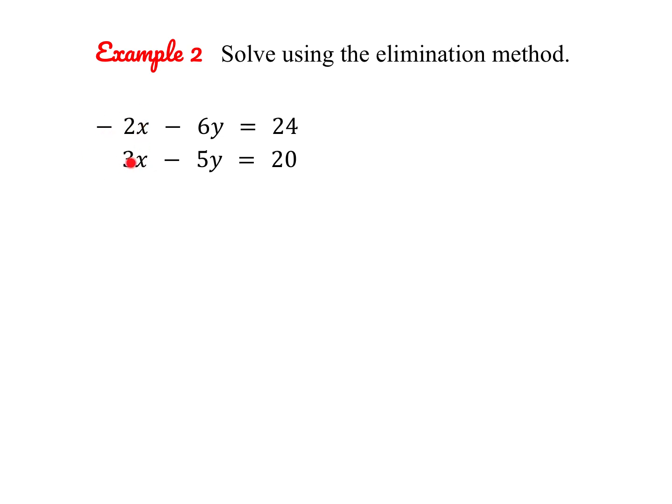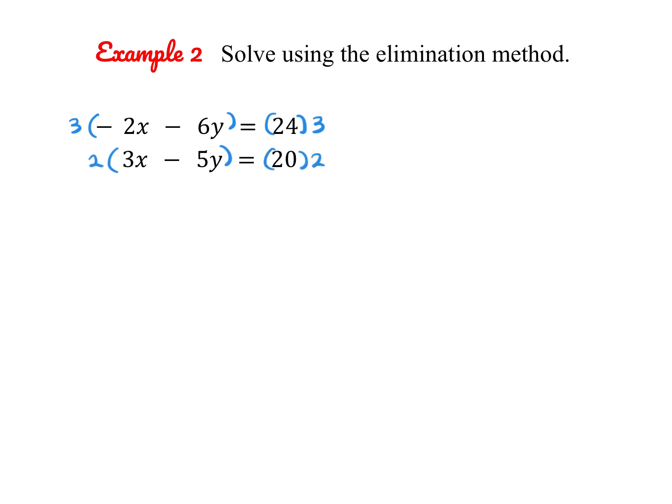If you have negative 2 and 3, we know that the least common multiple of those two numbers would be 6. So I want this to be negative 6, and I would like this to be positive 6. If I want this to be negative 6, I need to multiply it by 3. But you can't just multiply one term in your equation. You have to multiply both sides of your entire equation. And then here, I would like this to become a 6, so I need to multiply it by 2. But again, I need to multiply both sides of my entire equation.